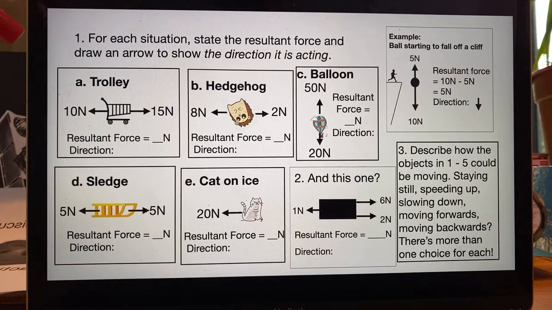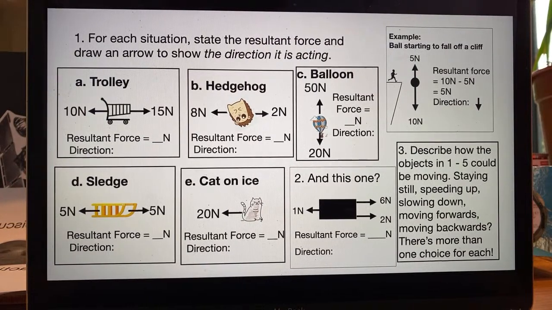So you've got a trolley, which is being pulled forward with a force of 15 newtons, but also being pushed back with a force of 10 newtons. What's the resultant force on that in the direction? A hedgehog with 8 newtons being applied to the left and 2 newtons being applied to the right. A balloon with 50 newtons being applied upwards and 20 newtons being applied downwards. A sledge with 5 newtons on either side.